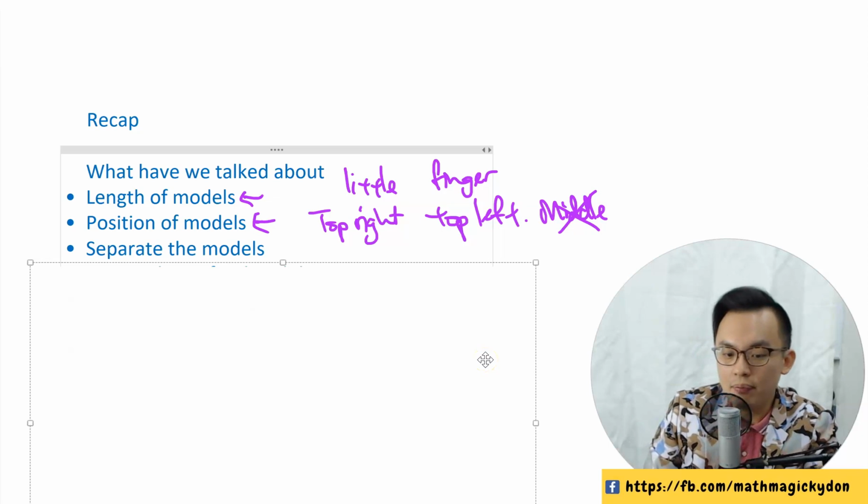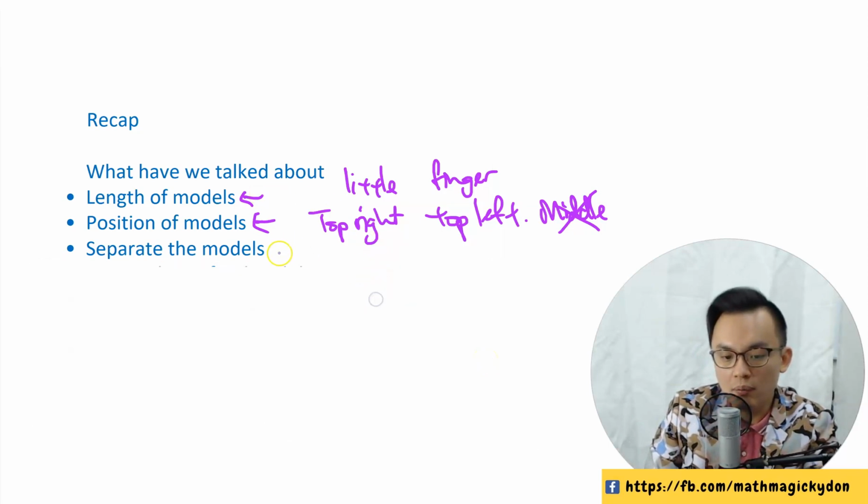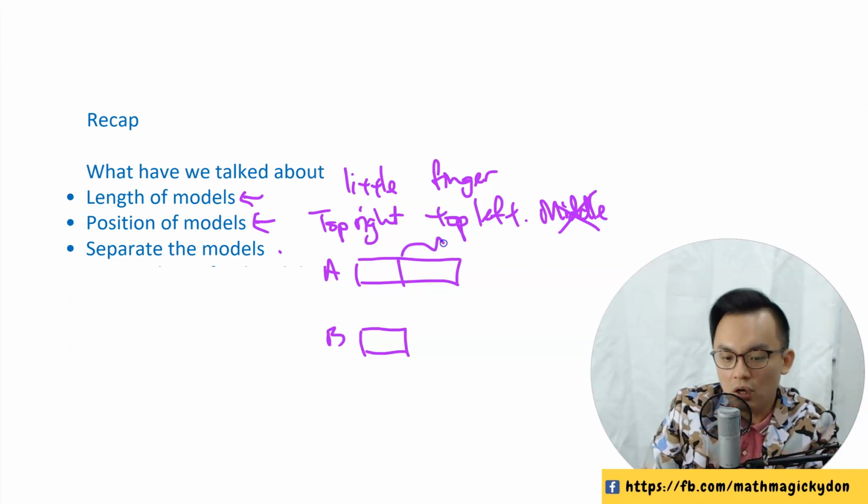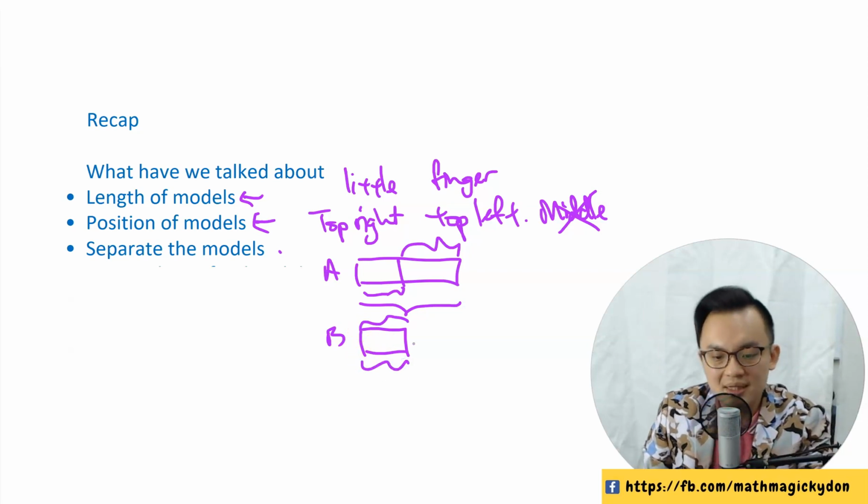The third thing is to separate your models. When you want to draw models, you want to draw them separated like that. You label A and B so that you have space to label the top, space to label the bottom, space to label the entire thing, to label here, label here. So basically you have more space.